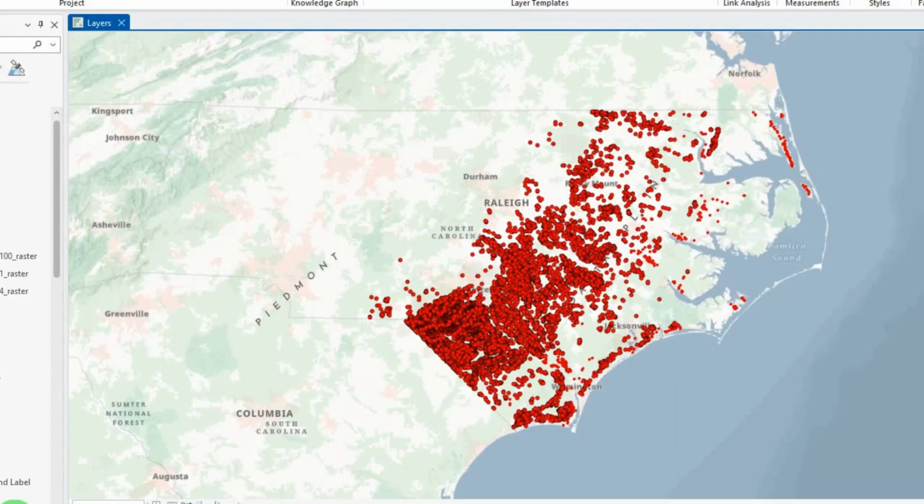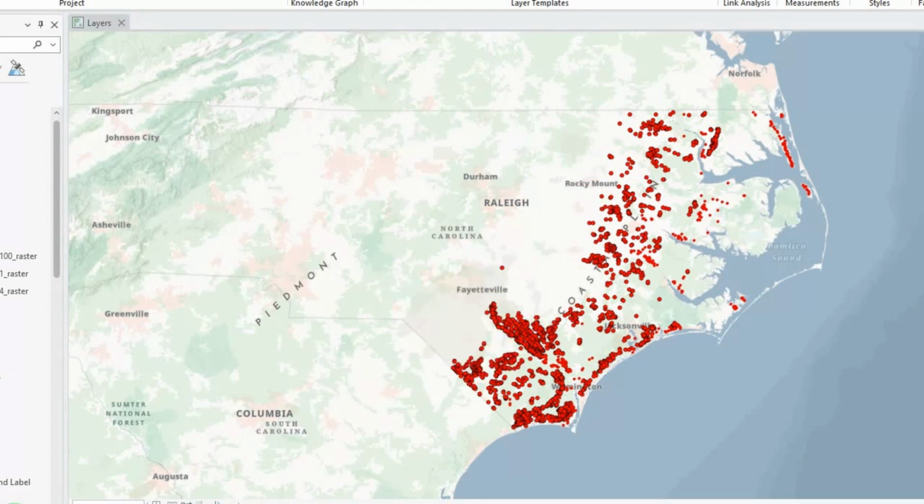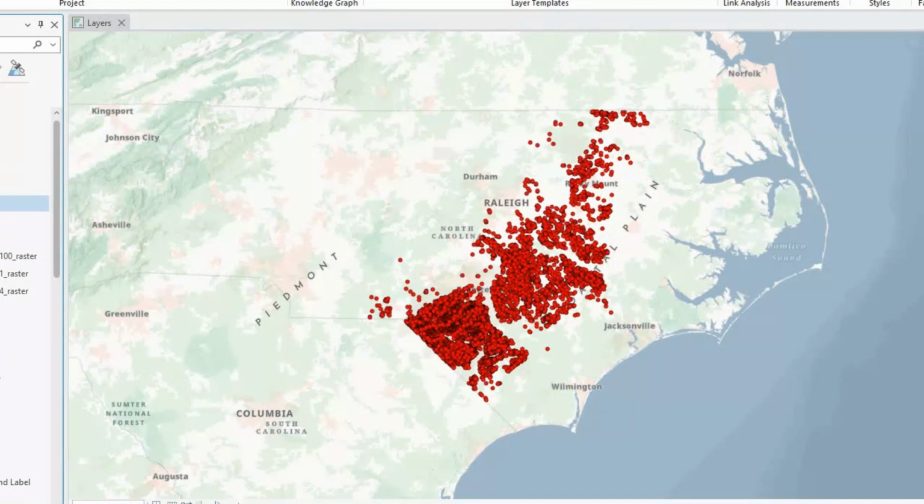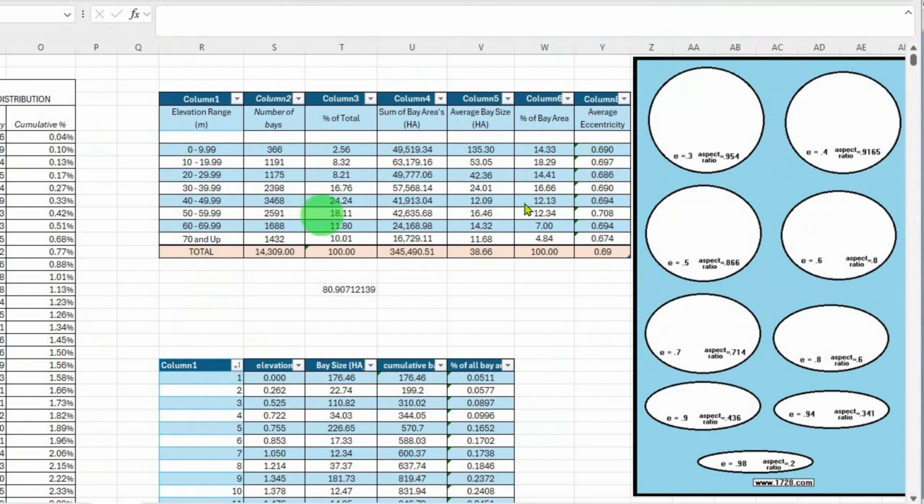So in summary, there's 14,309 Carolina bays in North Carolina. There's roughly 2,700 below 100 feet or 30 meters in elevation, and there's roughly 11,577 that are 100 feet or higher in elevation. There seems to be a trend where the average bay size becomes larger the closer we get to sea level elevation.